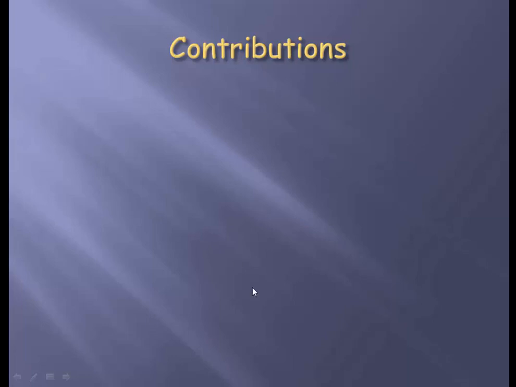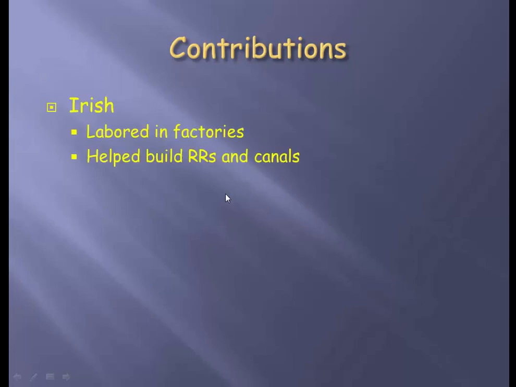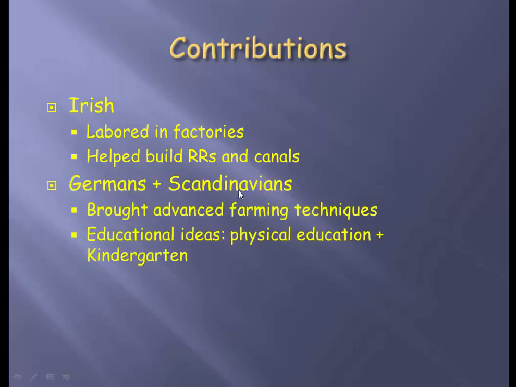Now, there were some contributions from these early groups, and we'll kind of focus on the Irish here. They were really good workers. They had to work hard because they were given the worst jobs, because they weren't liked because they were Roman Catholic. They became really good railroad builders, and if you want to talk about the most successful canal in American history, the Erie Canal, it was built by Irishmen. Germans, Scandinavians, they became farmers on that frontier. They brought advanced farming techniques.